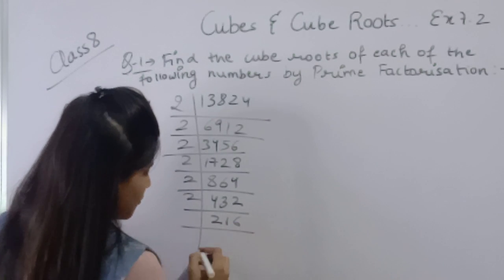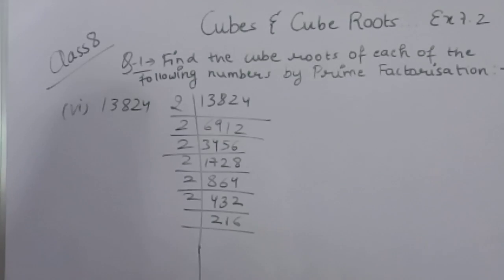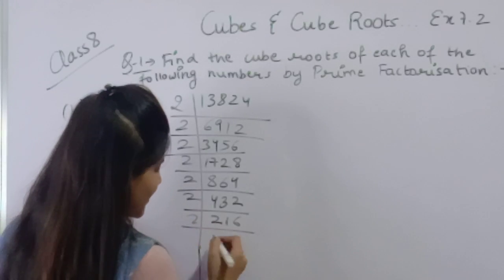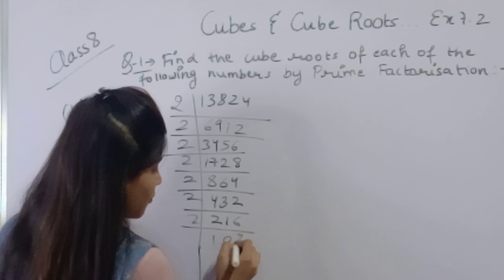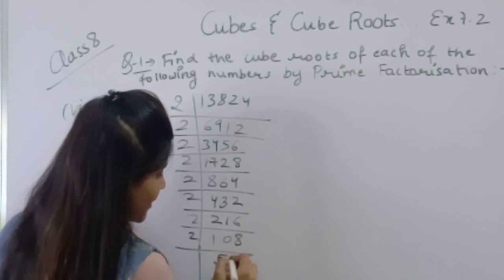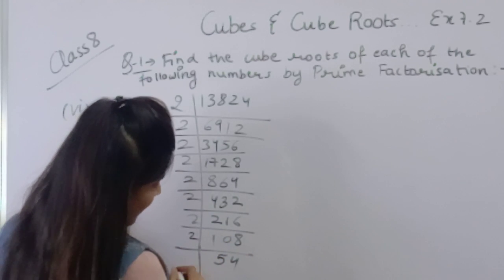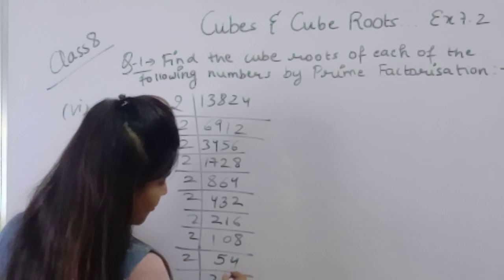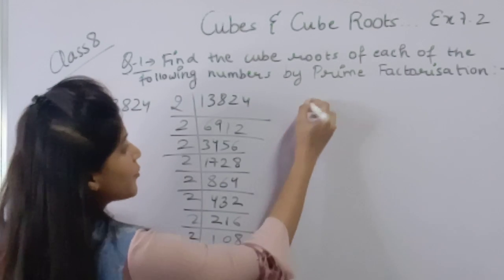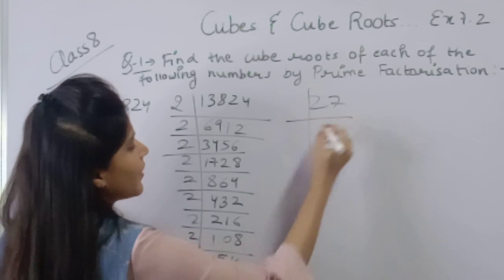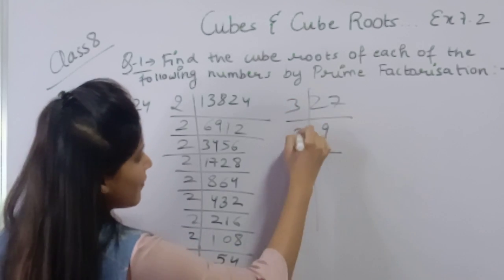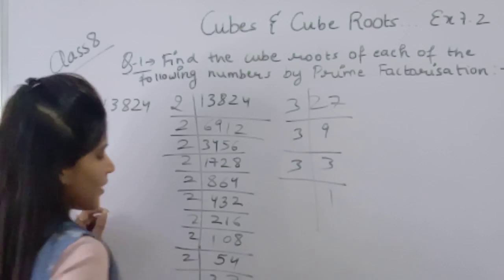2 6s are 12. Again 2 1s are 2, 0. 2 8s are 16. 2 5s are 10. 2 4s are 8. Again 2 2s are 4. 2 7s are 14. Now 27 has come. 27, again 3 9s are 27. 3 3s are 9. 3 1s are 3.